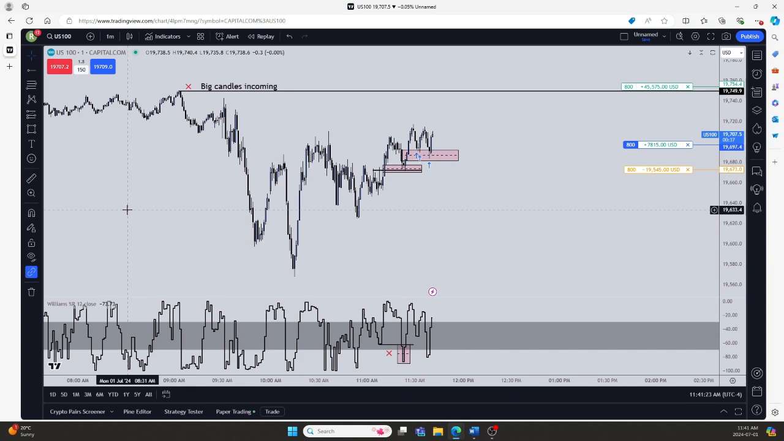So what I would like to see here, that would give me a lot of confidence and conviction in the setup, is this balanced price range here again, right? So if we close above here with speed, okay, that's going to give me a lot of confidence and conviction that these highs are going to be the next stop for price action.